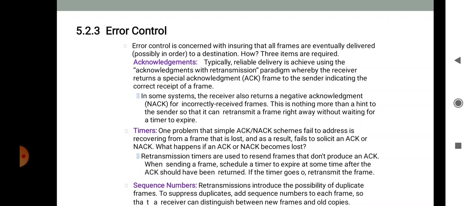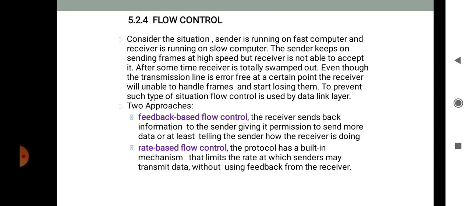And the third one is the sequence number. Retransmissions introduce the possibility of duplicate frames. To handle duplicates, add a sequence number to each frame so that a receiver can distinguish between new frames and old copies. And the fourth type is flow control.